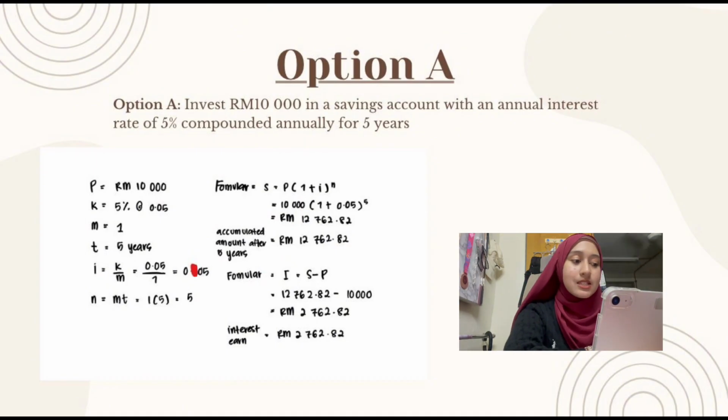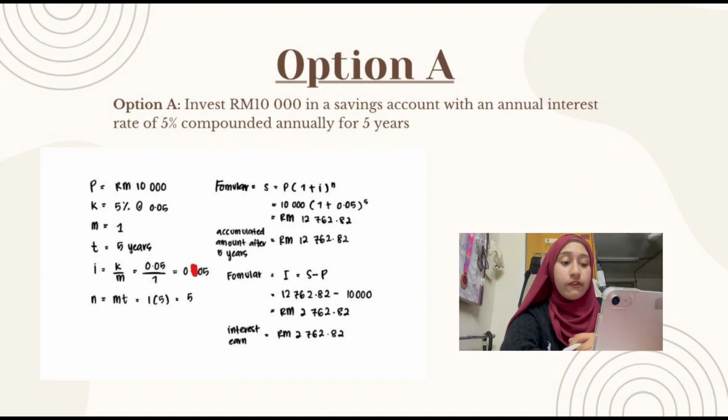Next, it says an annual interest rate of 5%, so 5% will be our K. K is 5%, or you can write it as 0.05. Next, compounded annually. As you know, compounded annually means once a year. So your M will be 1. And next, for 5 years. Since it was for 5 years, your duration of time, T, is 5.